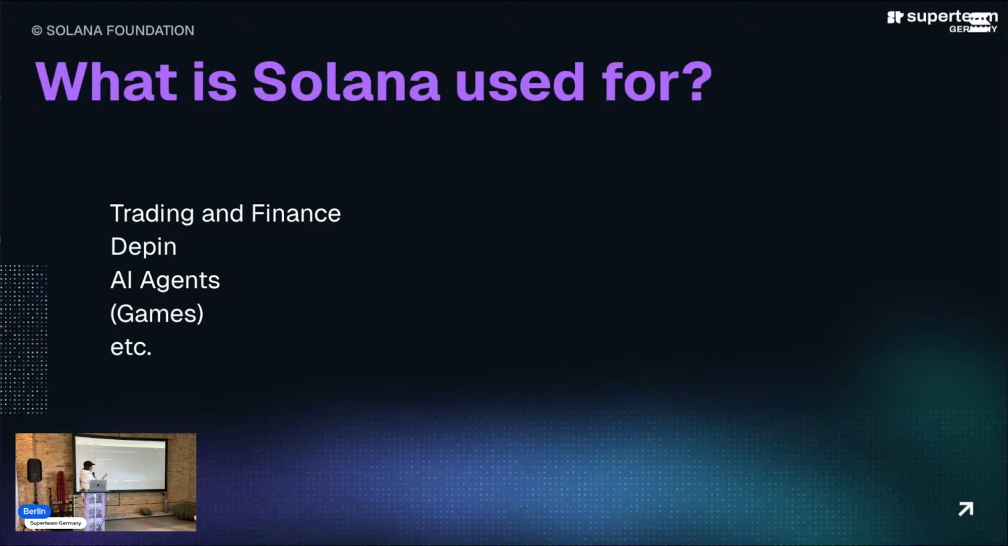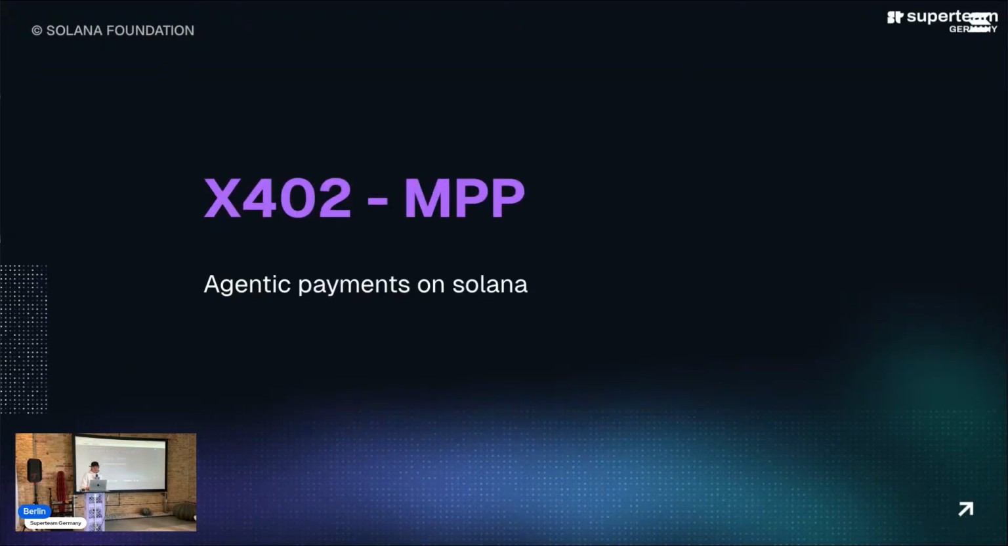Then AI agents is the biggest thing right now. So you can have AI agents pay for things. Then games, like you saw, we played a game earlier. I'm a game developer. That's why I always make my examples into games. And then you can do it for whatever you can think of. So, starting with some things that are currently interesting on Solana and that maybe you want to build into your hackathons. There are agentic payments protocols on Solana.